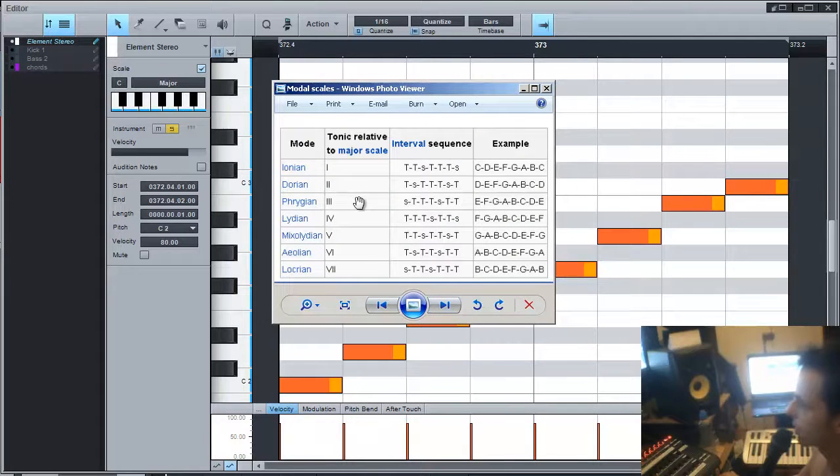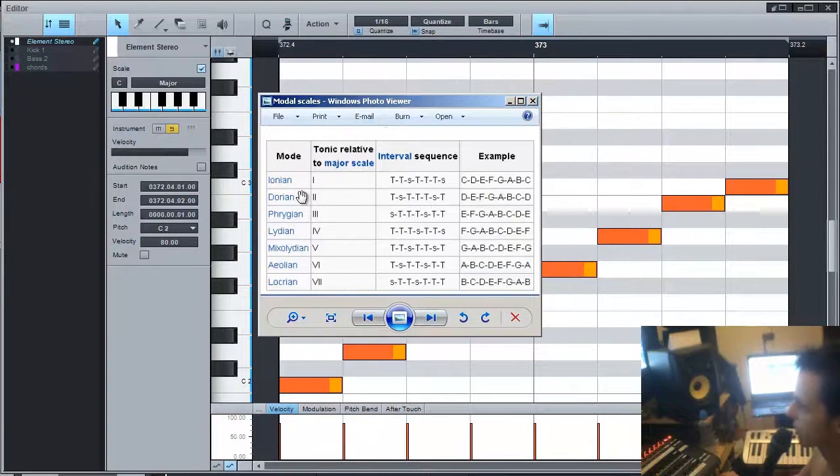So how to find all the others? And it's really easy. If we focus on the major scale in C, right? The C major scale is exactly the same scale as the Ionian scale. Ionian scale has the same interval sequence. Tone, tone, semitone, tone, tone, tone, semitone, right? And it's exactly the same notes. C, D, E, F, G, A, B, and C. So C major scale, Ionian scale, the same, okay?